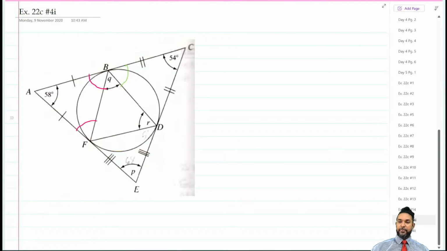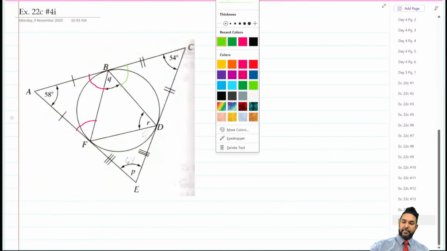54 and 58 is 112. 112 from 180 is 168. That's correct, yes?